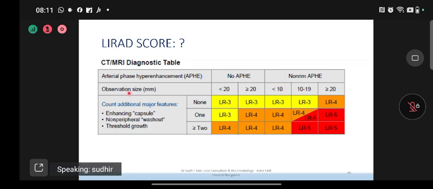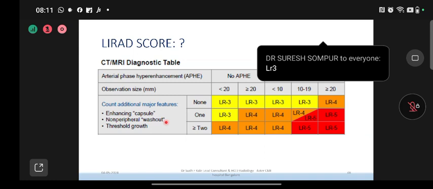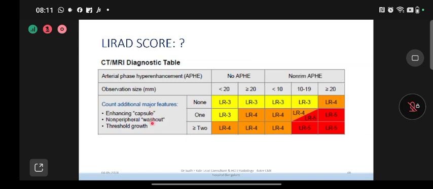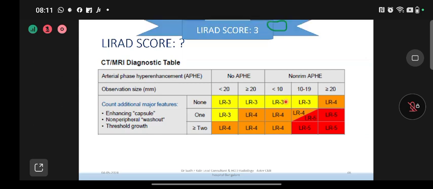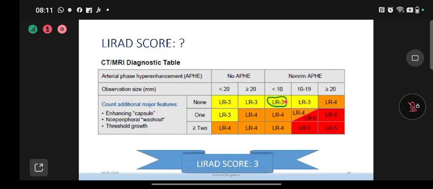And then next we'll look into how many additional major features the patient was having. Did the patient have capsule? No. Did the patient have washout? No. Did the patient have threshold growth? No. So it is a none. None of these three features were there. So when we look into the intersection of this row with this column, less than 10mm with none of these features, what LI-RADS does it fit into? It is LI-RADS 3. I think good. I think Dr. Suresh and Gautam have already answered it. Excellent. So it is LI-RADS 3, right?